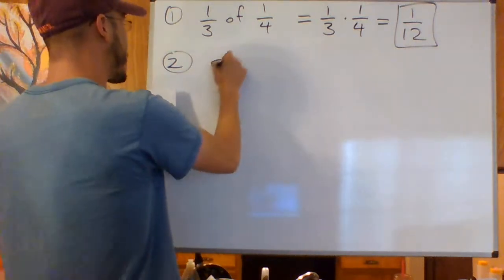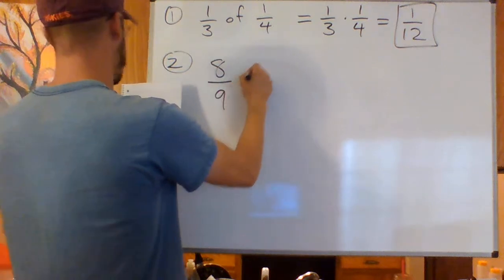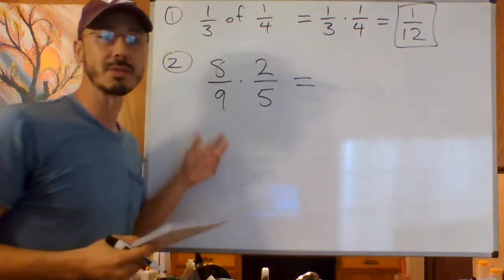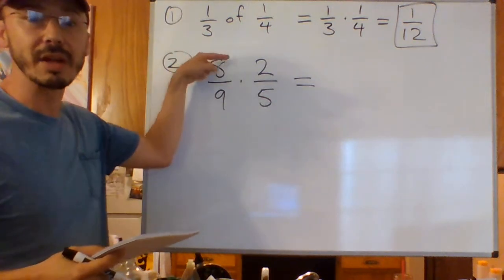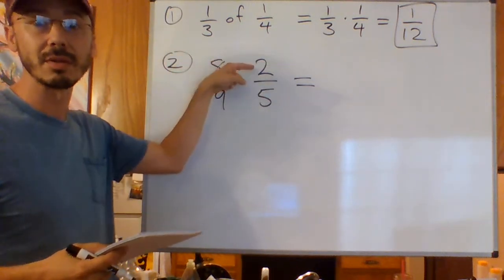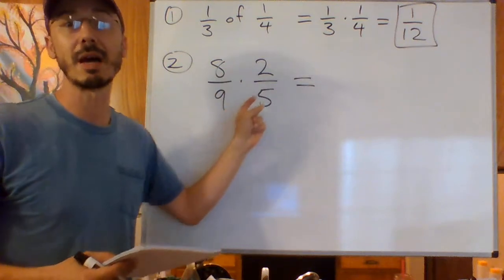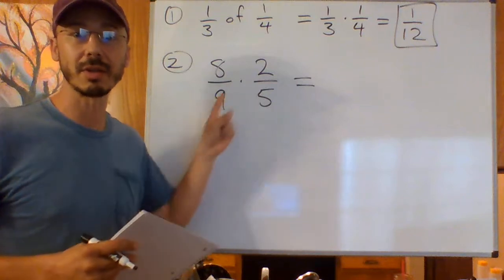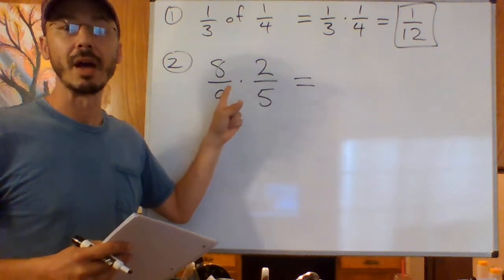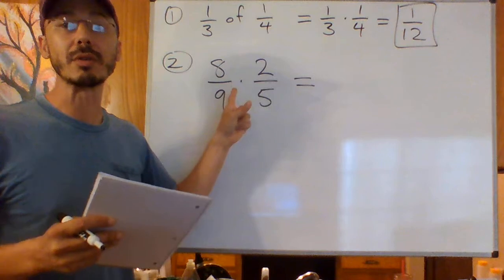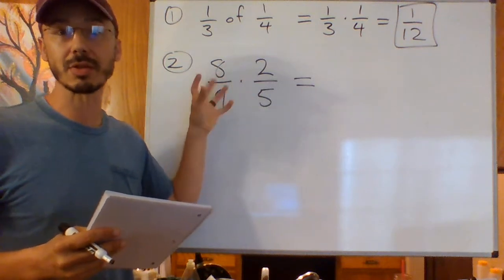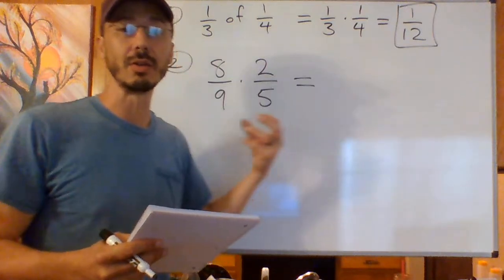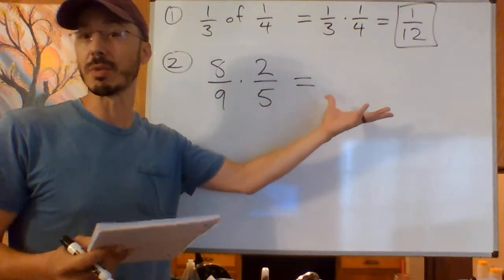Multiplying fractions, let me write the problem down. 8/9 times 2/5. Multiplying fractions is really straightforward. You just multiply the numerators, the tops, and you multiply the denominators, the bottoms, and that's the product, or what you get from multiplying them. But if you can cancel out common factors to reduce the fractions before you multiply, you'll be able to work with smaller numbers, which is a little bit easier.